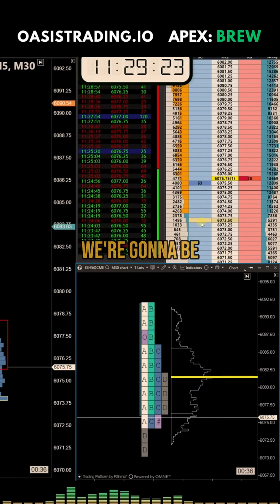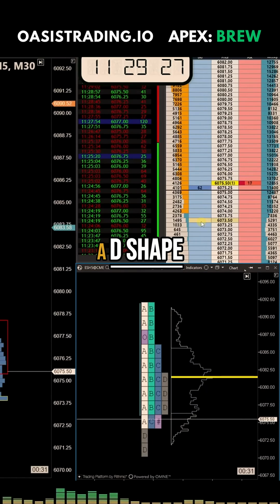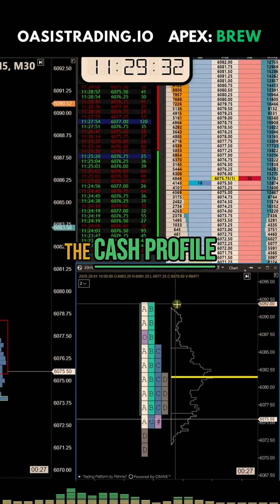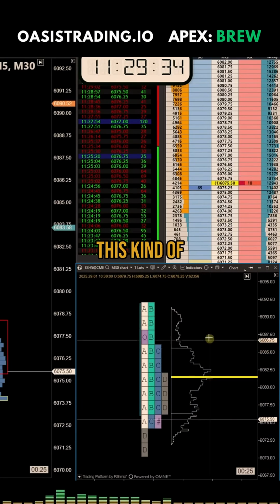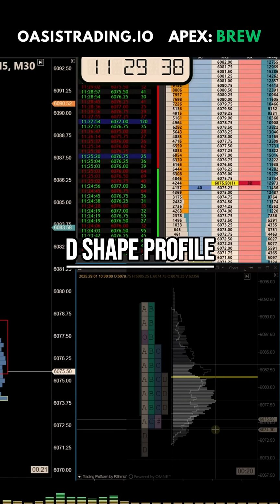All right, guys, in today's video, we're going to be talking about a few concepts here: the D-shaped profile, and on a D-shaped profile, a failure to rotate. So looking at the cash profile today, we can see this kind of balanced bell curve. It looks like a letter D. That's why they call it a D-shaped profile.